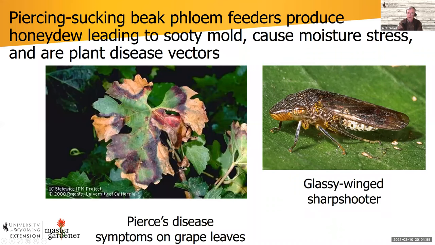They're called sharpshooters because their single defense, besides flying away, is they'll shoot a drop of honeydew out of their butt at, say, a predator, and that sticky liquid either distracts them enough to get away from them, but that's why they're called sharpshooters.